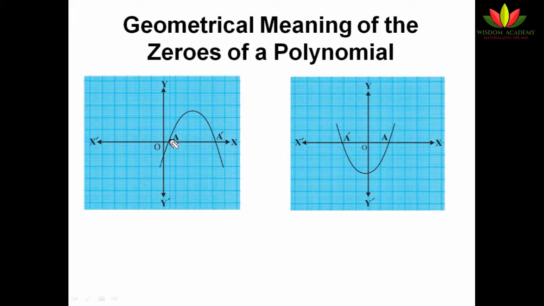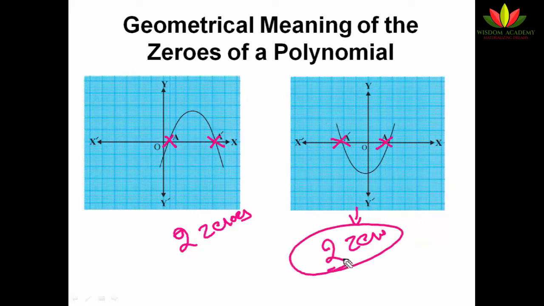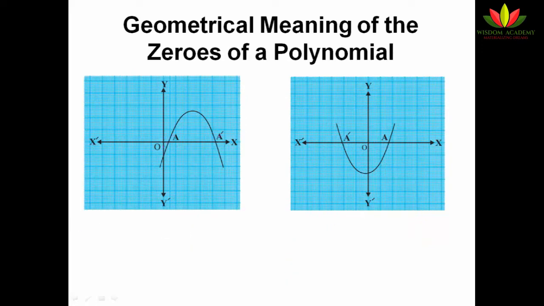Here this is a parabola. Any quadratic equation might lead to a graph like this, and it crosses the x-axis 2 times. It touches the x-axis 2 times, and therefore it has 2 zeros. Similarly, here also it is a polynomial touching 2 times, right? So I can say it has 2 zeros. So the number of times it cuts the x-axis is known as the zeros.